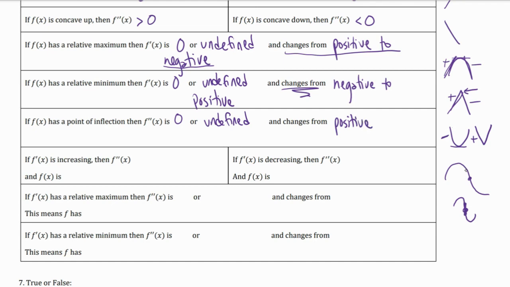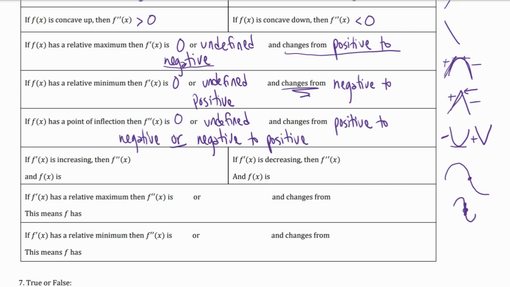So if f double prime changes from positive to negative or negative to positive, either way, we have a point of inflection. So f double prime changes signs, basically. If f double prime changes signs, then f has a point of inflection.